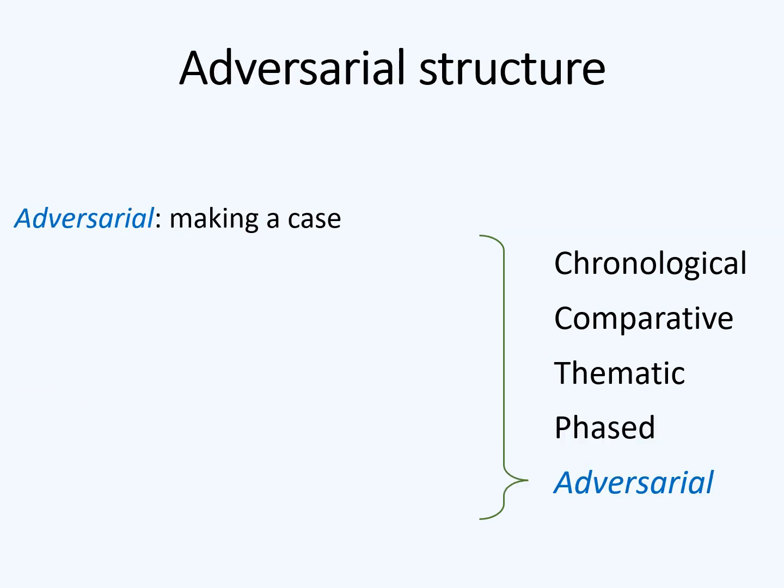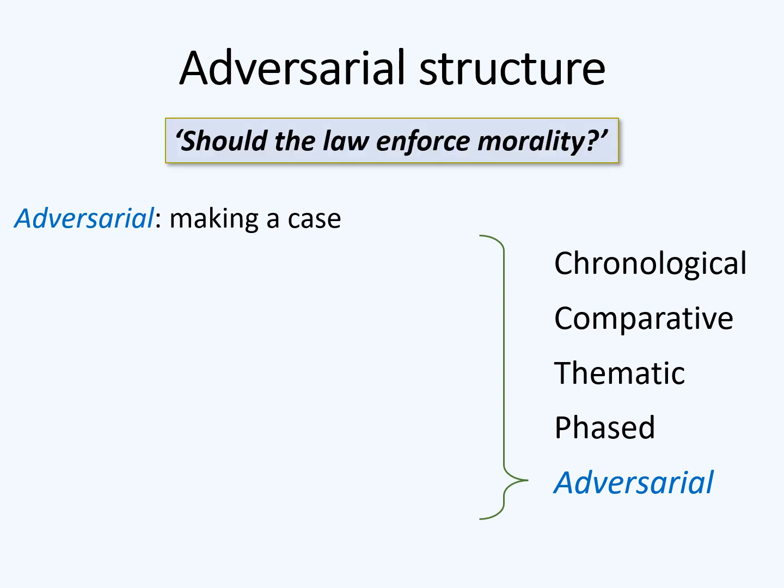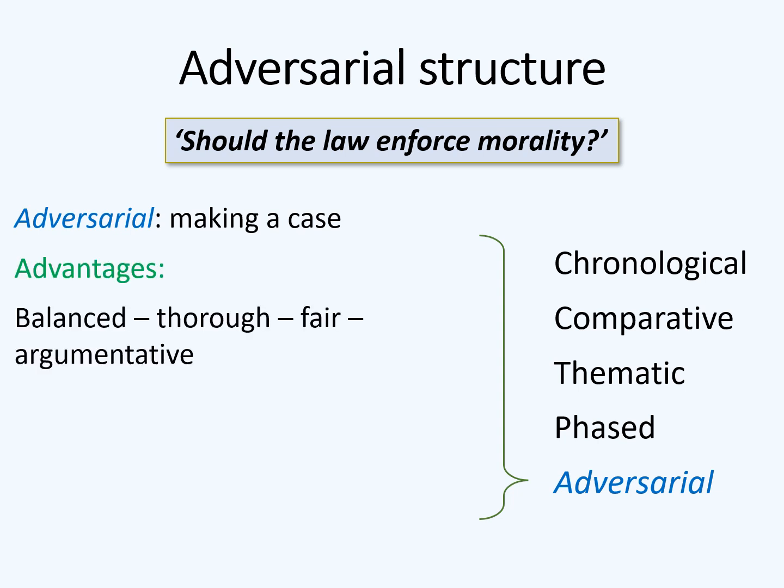The last structure described here is the adversarial structure. As its name implies, this is where the essay sets out to decide in favour or against a proposition or claim. For example, in response to an essay question like, should the law enforce morality? Like a court case, an adversarial essay should give both sides of an argument or controversy full, fair and balanced treatment. And, like a court case, it should come to a clear, fair and defensible verdict based on the balance of the evidence presented.